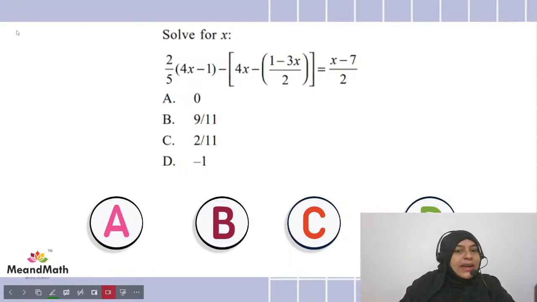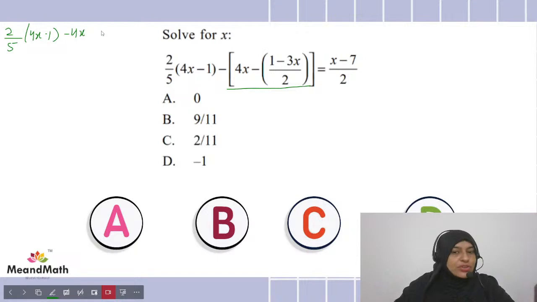So it is 2 by 5 of 4x minus 1. First of all, you can open this bracket. First of all, we need to open this bracket. It is minus 4x, and because of this minus, it is plus 1 minus 3x divided by 2. Correct? And on the right hand side, it is x minus 7 divided by 2.